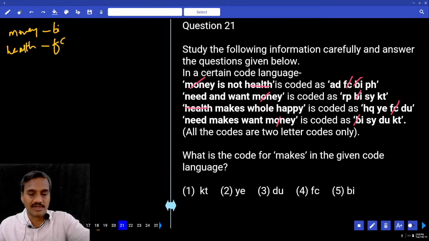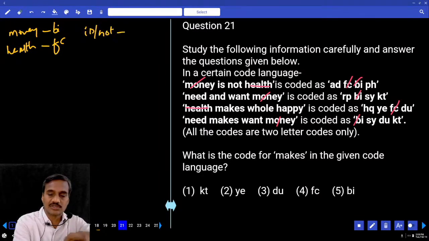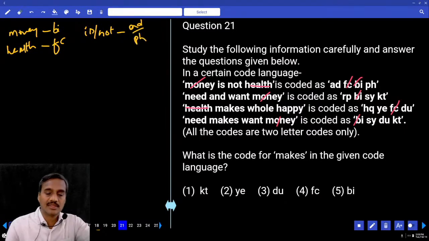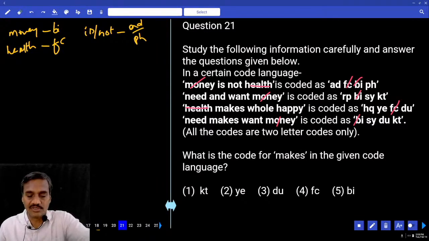Saripinda? And next one, if you compare 1 and 4, is and not. Is and not, these words were not repeated. And the codes for these two can be AD or PH in any order. Is and not ki manaki code raadu. Then coming to the second and the third, need and want. Need and want, no word is common between the second and the third.